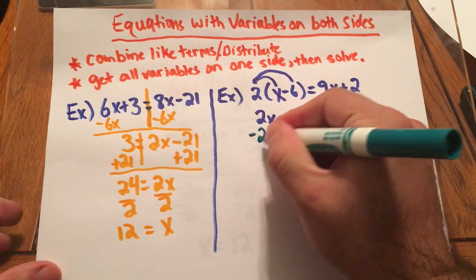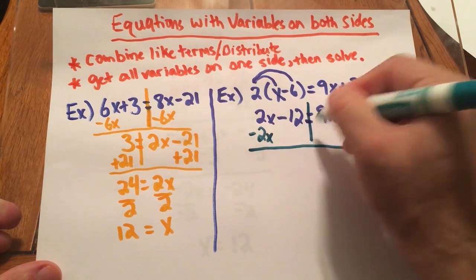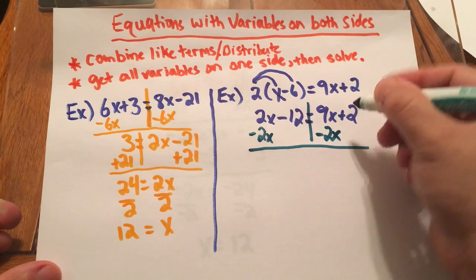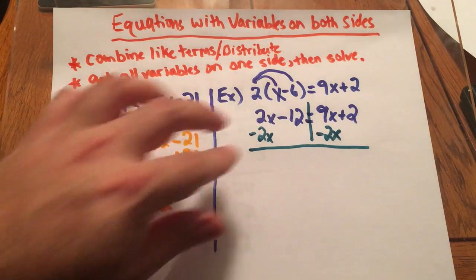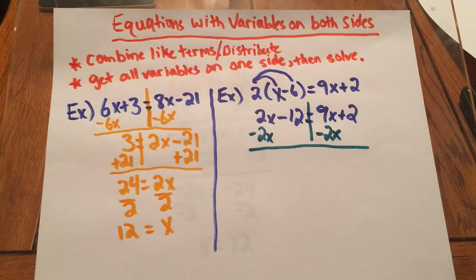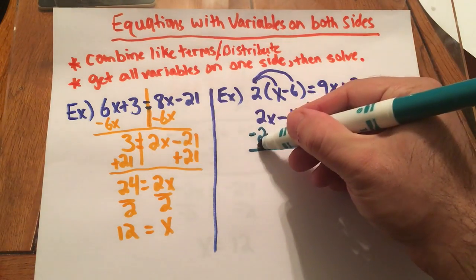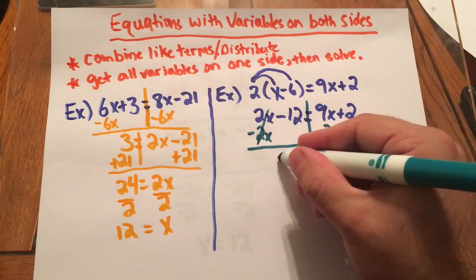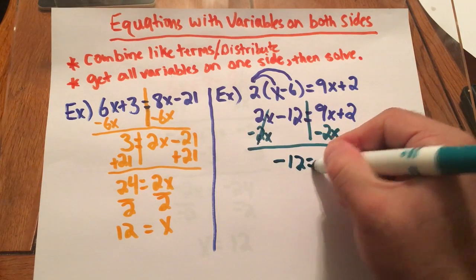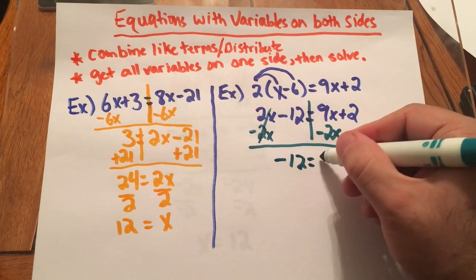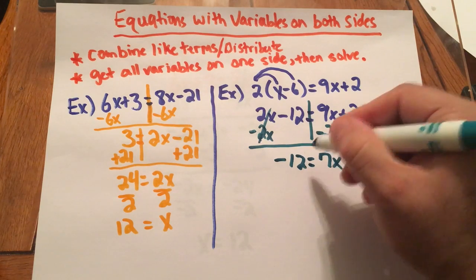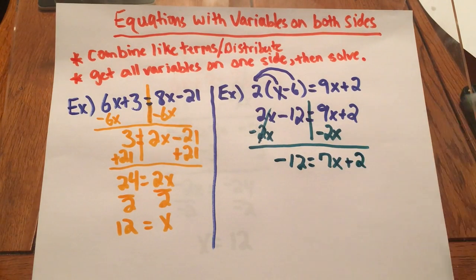I'm going to subtract 2x, move it across my equal sign here, and get it underneath of that 9x. Again, line it up under the like term on that side so that you can combine them. 2x minus 2x goes away, and then this whole negative 12 comes down. And then 9x minus 2x is 7x plus 2.